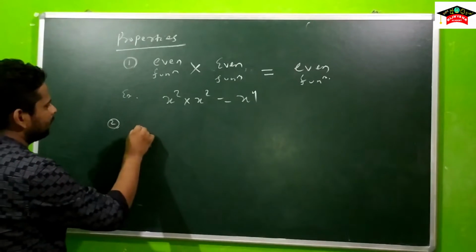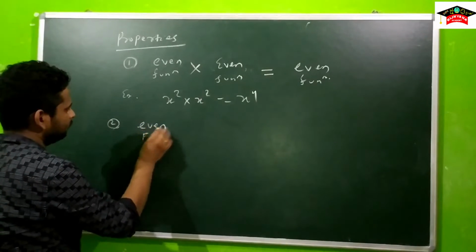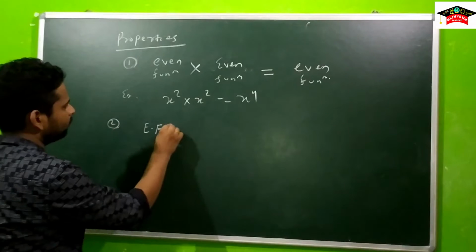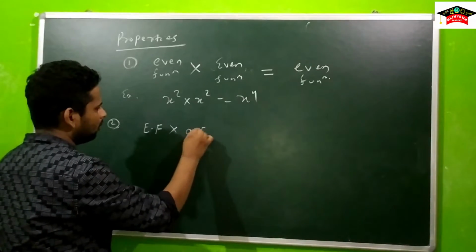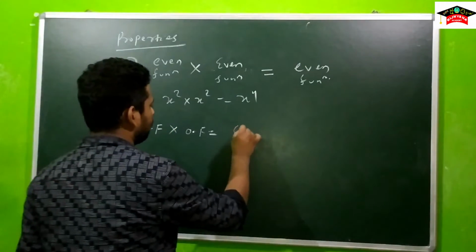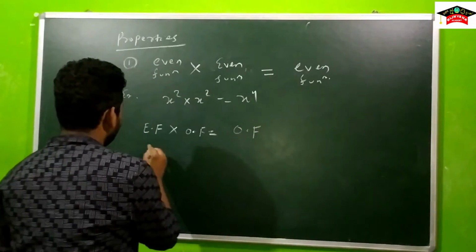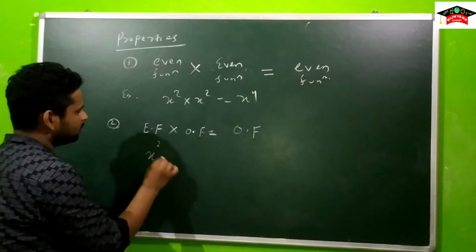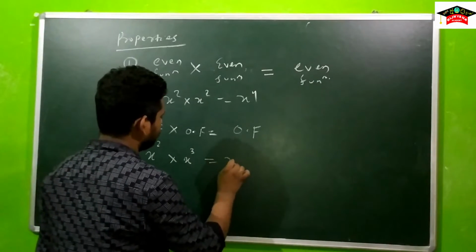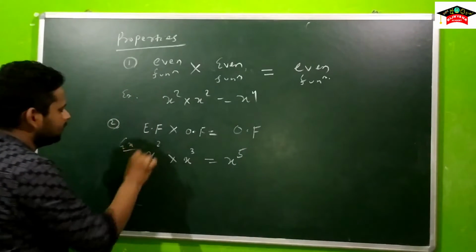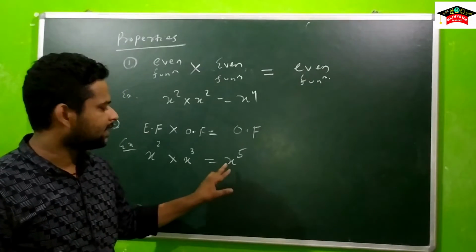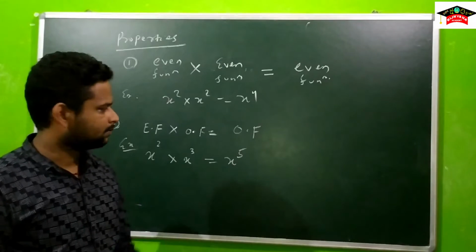Second property, even function, shortcut, I am adding a shortcut way. Even function, e for even, into odd function. So if we multiply an even function by an odd function, it will give us an odd function. This is most important because let us say x square is an even function and x cube is an odd function. The answer is x5, and x5 is an odd function because the value will be negative if you place minus x in the place of x.